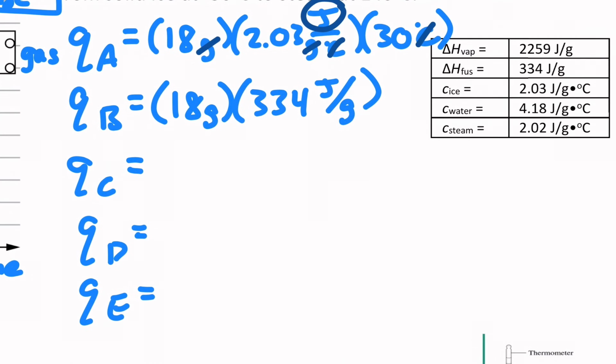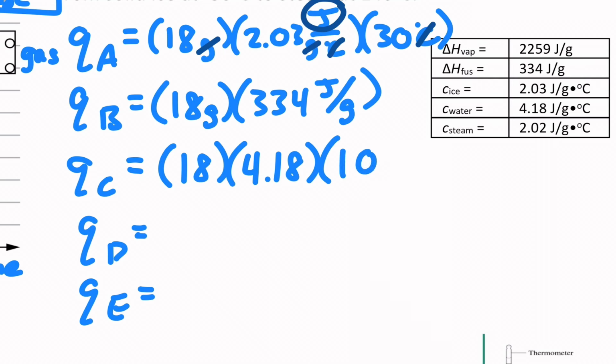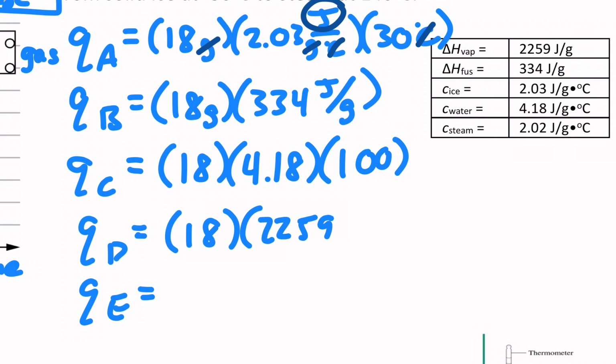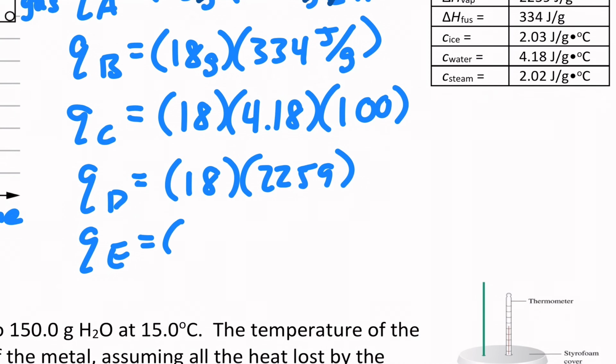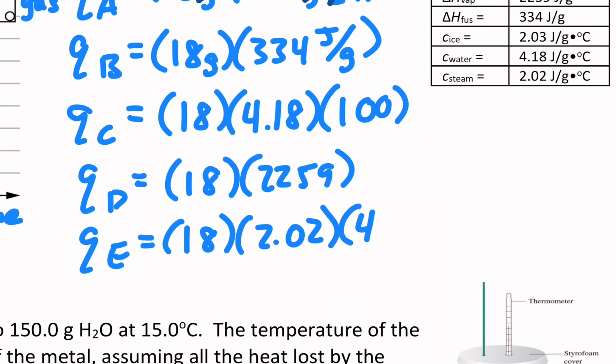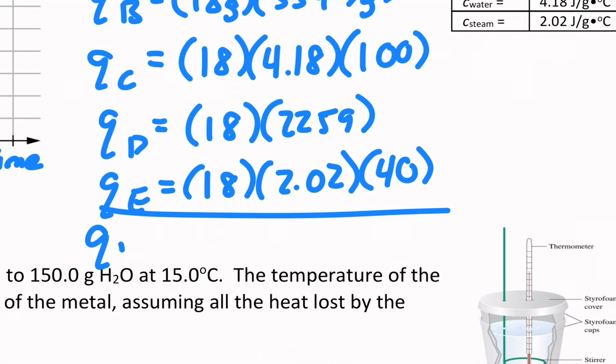And then for the other three terms, we have the heating of the liquid water. It's still 18 grams. Liquid water has a specific heat of 4.18, and the delta T from 0 to 100 would be 100. For boiling that 18 grams, it would be 18 times the 2259 that I see over there for the latent heat of vaporization. And lastly, to heat up the steam, 18 times the specific heat of steam times the remaining 140 minus 100, 40 degrees. And you just add those up and you'll get a numerical value, Q total, of quite a big number.